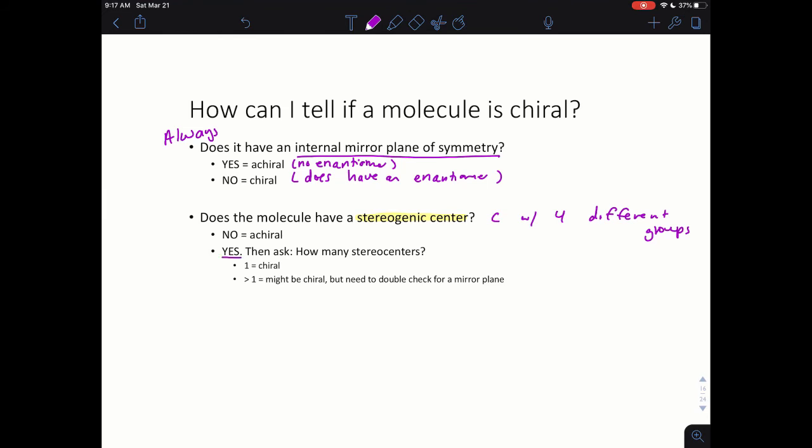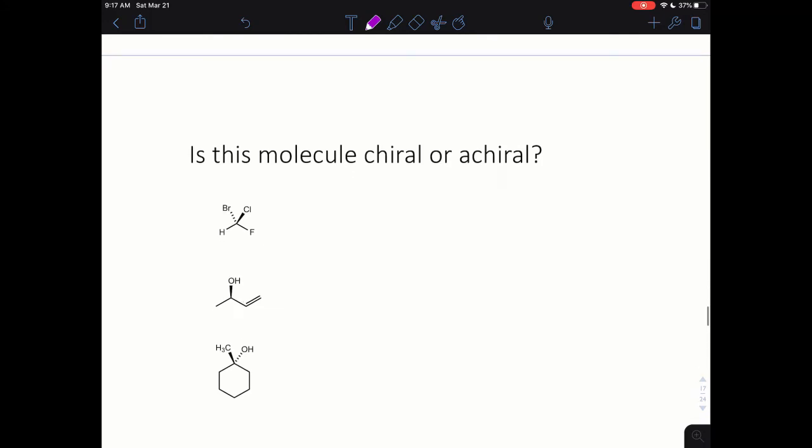Now, if the answer is yes, it does have a stereogenic center, we do have to think about one more question. If there's only one stereogenic center, then the molecule is chiral. But if there's more than one stereogenic center, the molecule might be chiral. We just need to double check for a mirror plane, right? Double check for this always symmetry element here.